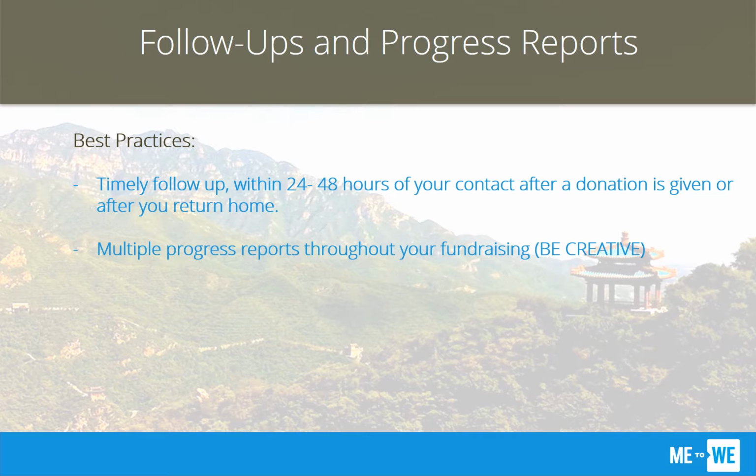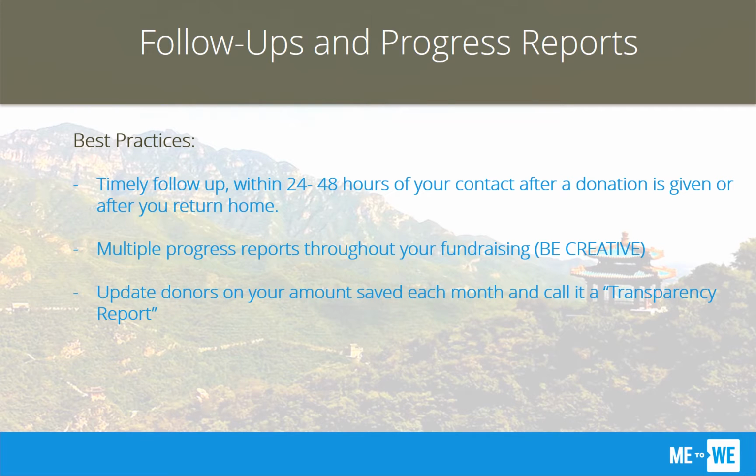Multiple progress reports throughout your fundraising. This is important and will ensure transparency throughout your fundraising. Be creative, whether it's a Facebook post, an e-blast, or a handwritten letter. You can send out progress reports throughout your fundraising any way you like. Update your donors on the amount saved each month and call it a transparency report. That way they can follow along.